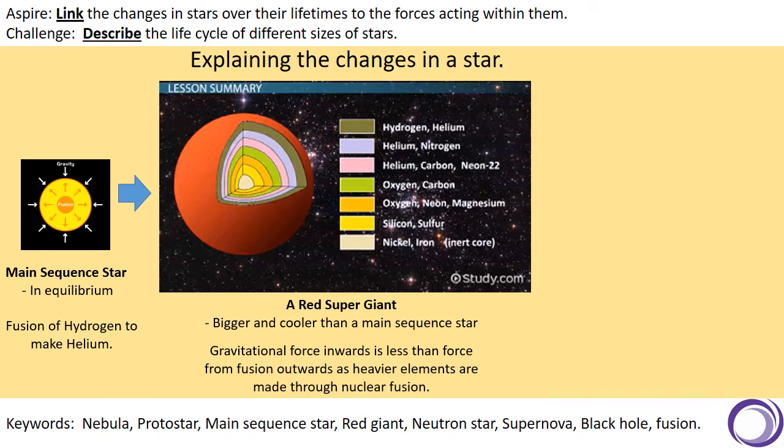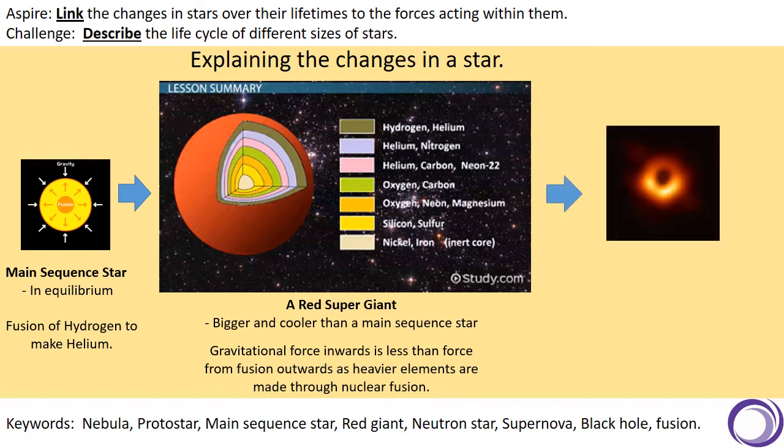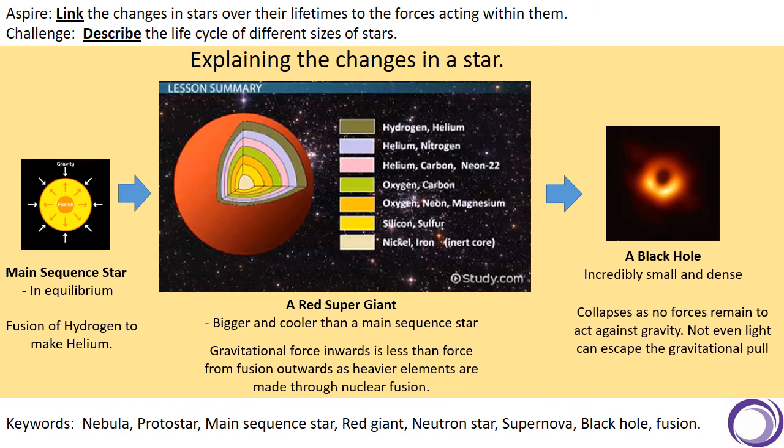So as that star swells, it's because the gravitational force inwards is less than the force from fusion outwards. So it gets bigger. A star like a super red giant could eventually supernova, and form a black hole afterwards. A black hole is incredibly small and dense. So because it's collapsing, it must be that you've got gravity. And there's nothing else. Gravity is forcing it into a smaller and smaller point. So the gravity is so extreme, not even light can escape.